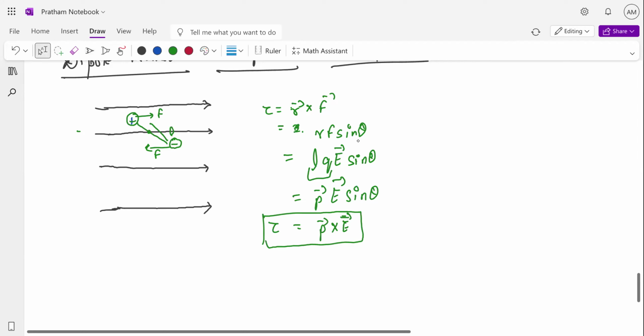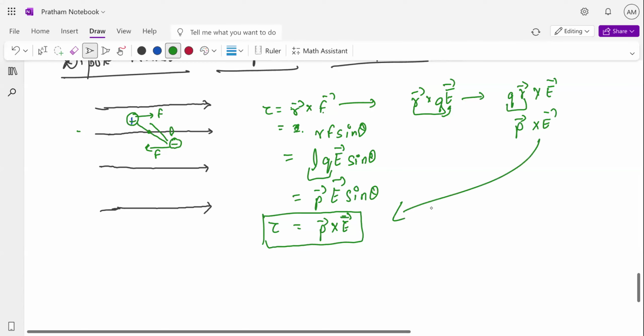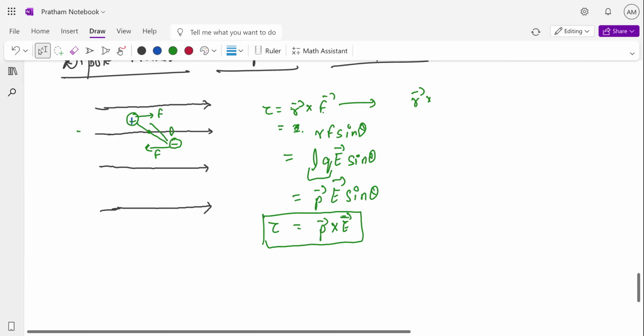Instead of going through this step, you can start from here itself. Put the value of F. So if you do this, you'll be getting E multiplied by Q. Take this portion as a single portion, basically Q R cross F, because it's a scalar. So this scalar can go here also. So now this becomes P cross E. Understood? Whatever we did in the three steps. Till now, any doubt you have? No, sir. Okay, this is what we have calculated, the torque.